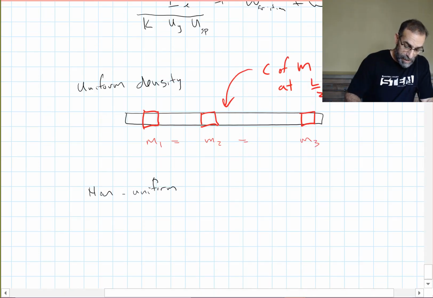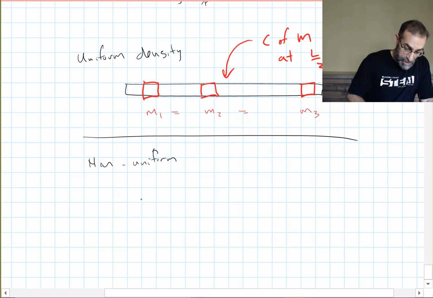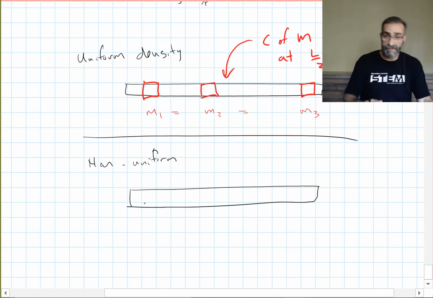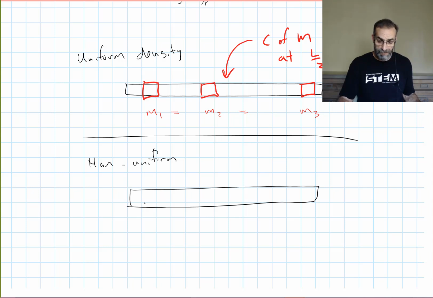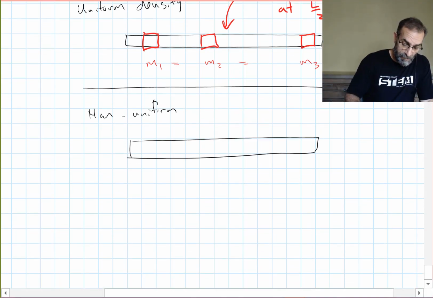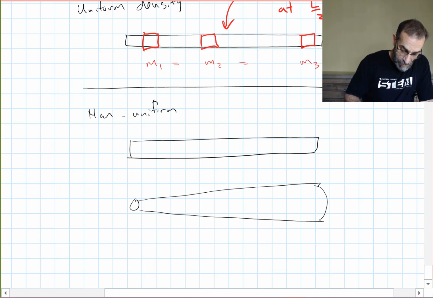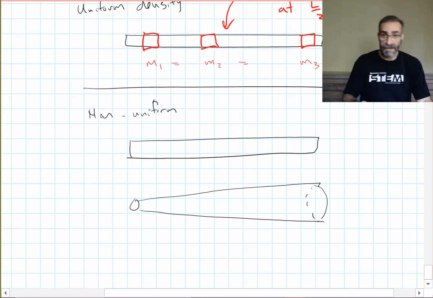Now we have a non-uniform rod. That means that if we cut a chunk, and we can make it non-uniform any way we want. Let's make, in class, the one we did was the right end was more dense than the left end, right? So kind of picture a baseball bat. What does a baseball bat look like? It has a thin handle, and it gets heavier, right? I've tried to make it kind of like a cone, but you get the idea.